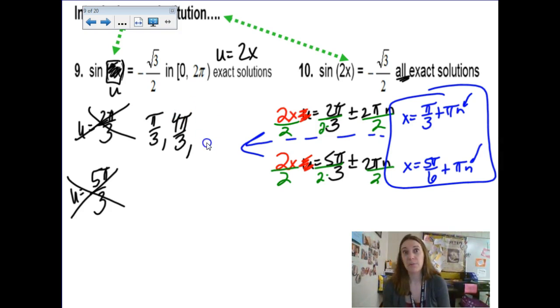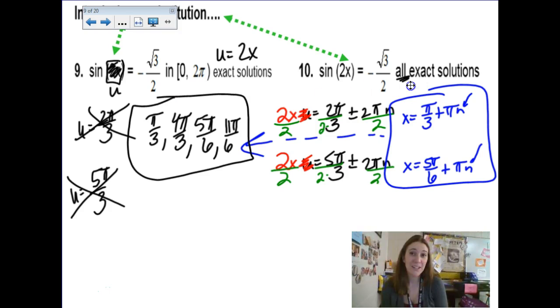And then adding another 3 pi over 3 would be 7 pi over 3. But that's over 2 pi, so let's not do that one anymore. Alright, 5 pi over 6 plus 6 pi over 6 is 11 pi over 6. So 5 pi over 6 is good. 11 pi over 6, still good. And if I add another pi over 6, that's going to be too big. It's going to be beyond 2 pi.